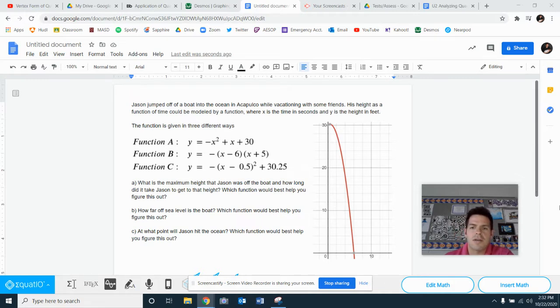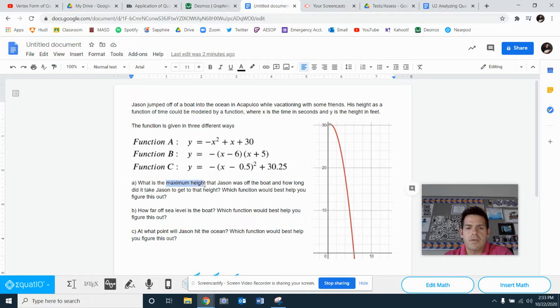We also have a picture off to the side that you can see on the left. So what is the maximum height that Jason was off the boat? How long did it take Jason to get to that height? Which function would best help you figure this out? Again, we have these three functions up here, and we're going to use them as we go along.